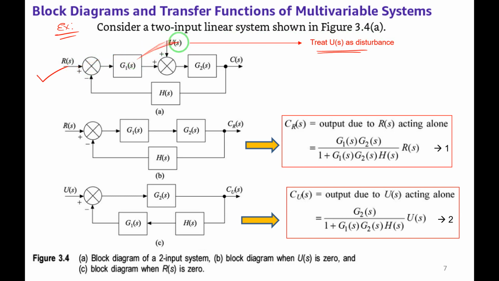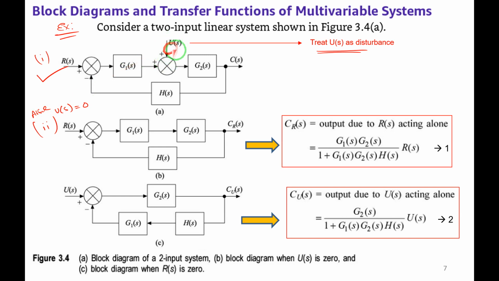So totally two signals are there. Then how to obtain the transfer function and how to analyze these kinds of systems whenever there are two inputs, multiple inputs, or multivariable systems? First, in the first diagram, we will assume that u of s is 0. Assume u of s is 0.